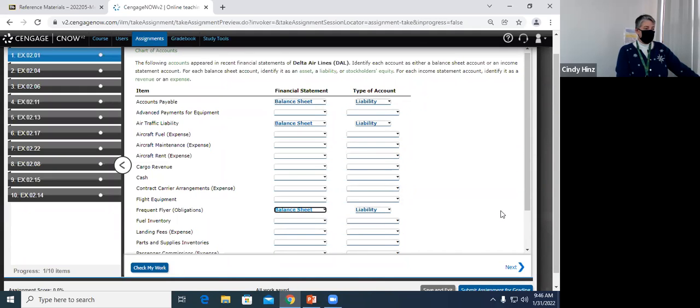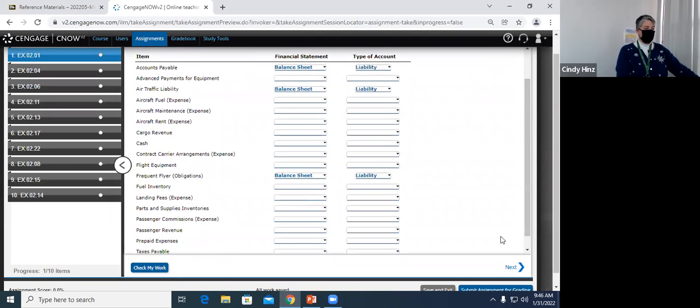As I said, there are a couple of these that I want to talk about because they are situations that we have not yet seen, and so you need to be aware. I want to explain them to you. So, advance payments for equipment. This is something that's probably unique to Delta Airlines, so it's more challenging for us to figure that one out.